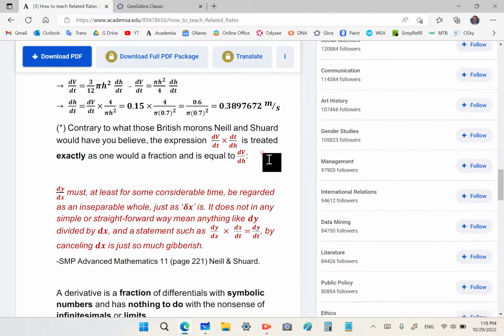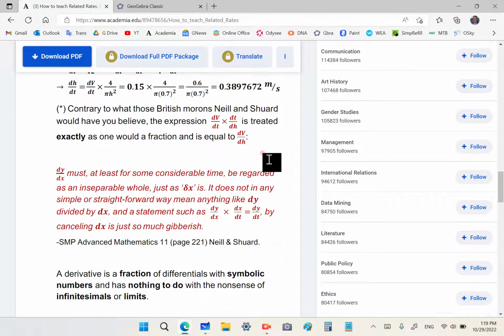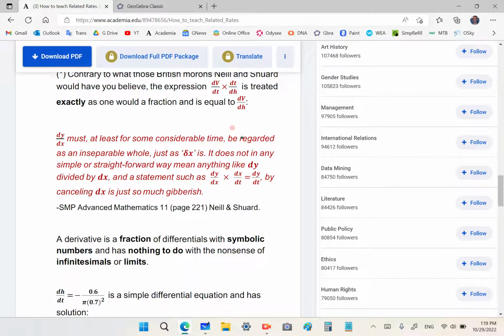And again, there I left out the cubic meters. Never mind, another thing to fix. So contrary to what those fools, Neil and Chouard, would have you believe, the expression dV/dt times dt/dh is treated exactly as one would treat a fraction, okay? And it is equal to dV/dh.